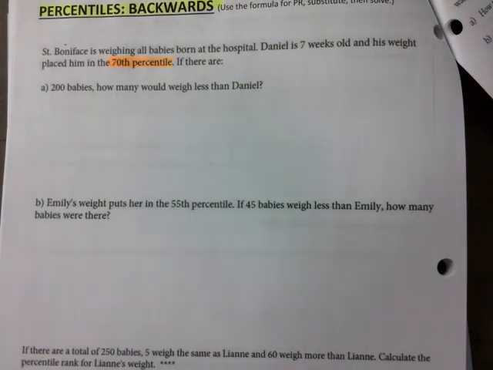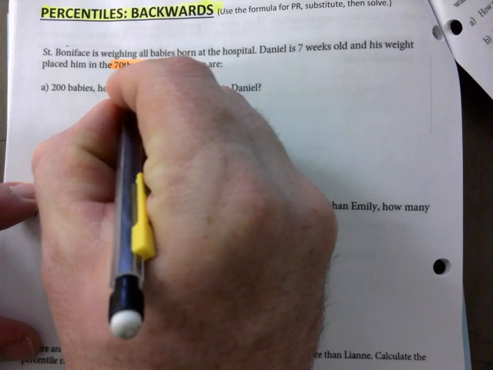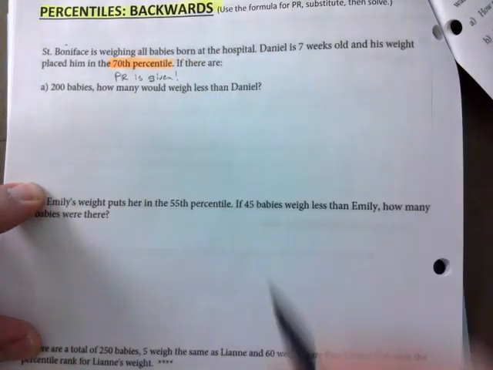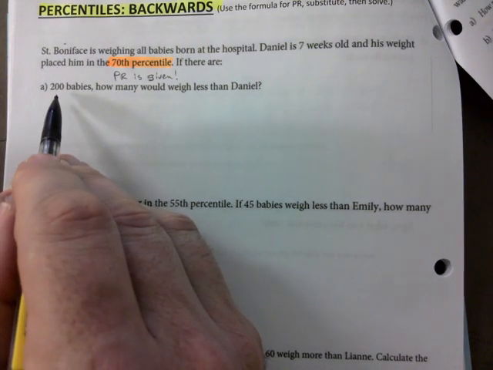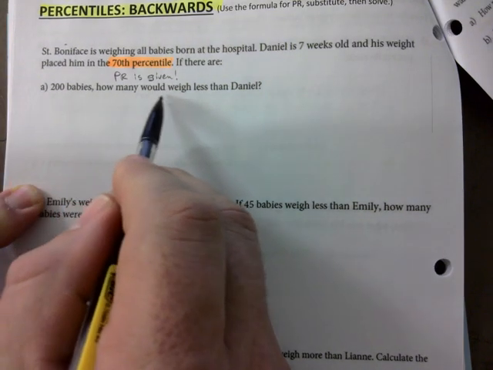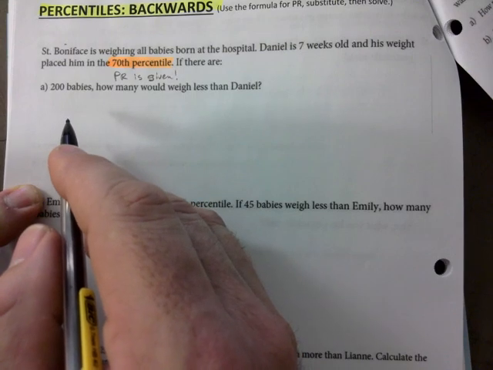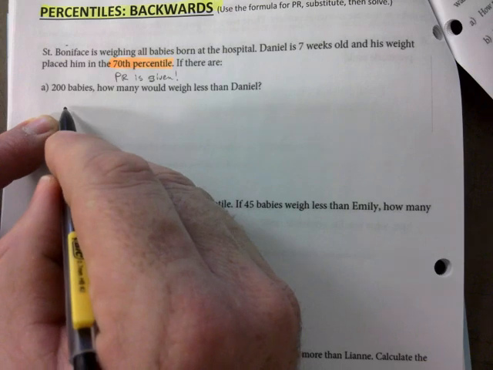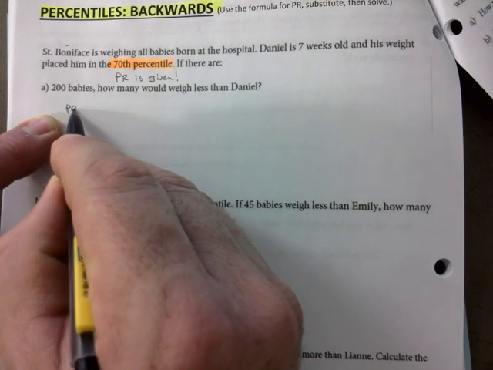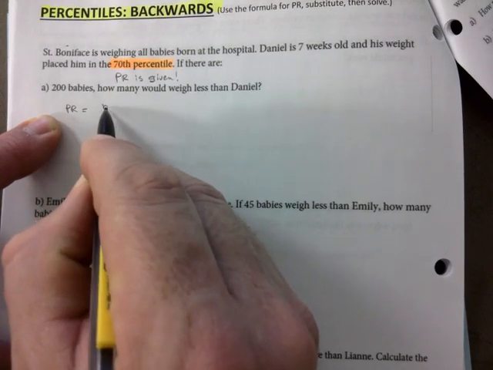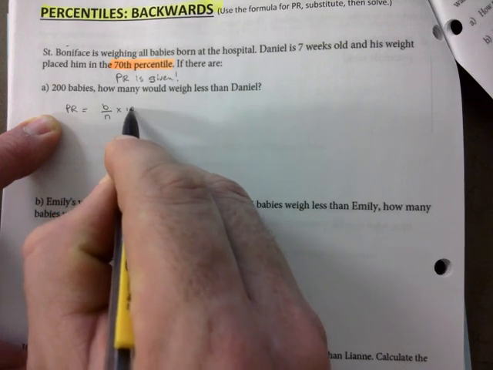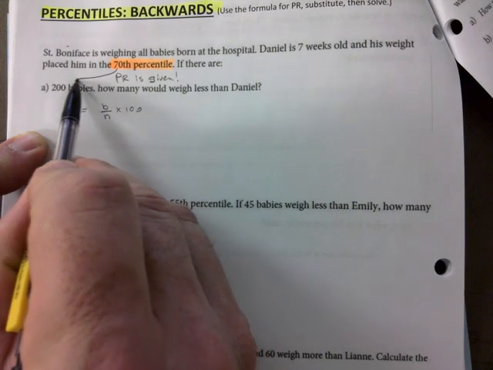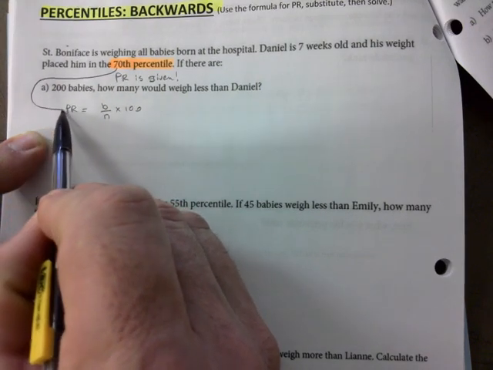So this is like when they give you the mean, remember they gave you the mean, and you have to find the value necessary to have that mean. You're given the percentile rank. PR is given. Okay. So out of 200 babies, how many would weigh less than Daniel? Yeah, you got it. But I'm going to show you how I do this. Use the formula, B over N times 100, correct? That's the formula. This 70, just go arrow, we're going to say the 70 goes in here.